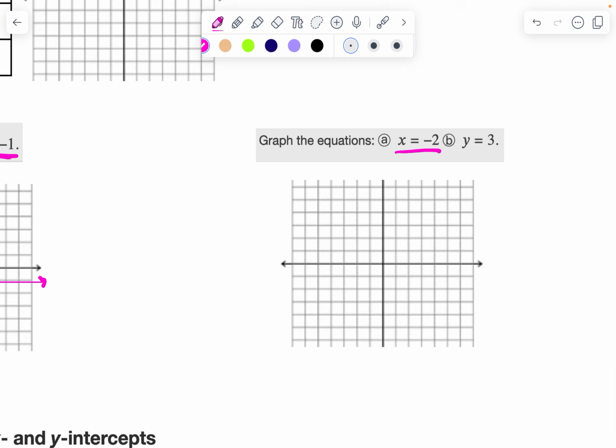These ones, x equals -2, go to where x is -2 and draw a vertical line through that. And then y equals 3, I go to where y is 3 and draw a horizontal line through that.